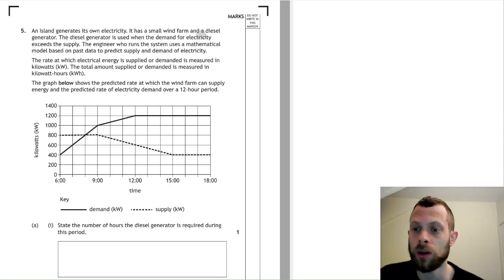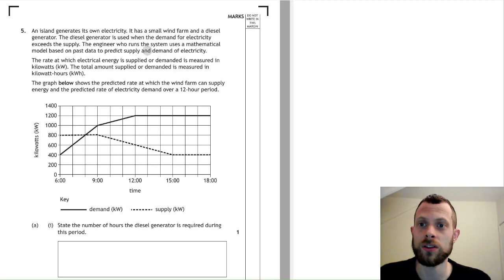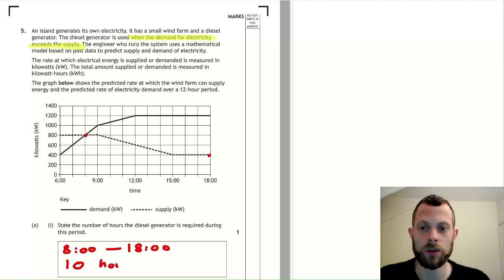In part A, part 1, it says, state the number of hours that the diesel generator is required. So reading through the question, we see that the generator is used when the demand exceeds the supply. So looking at the graph, demand is the solid line and supply is the dashed line. And in between 800 hours and 1800 hours is when the solid black line is above the dashed line. So from 800 hours to 1800 hours would be 10 hours in total.